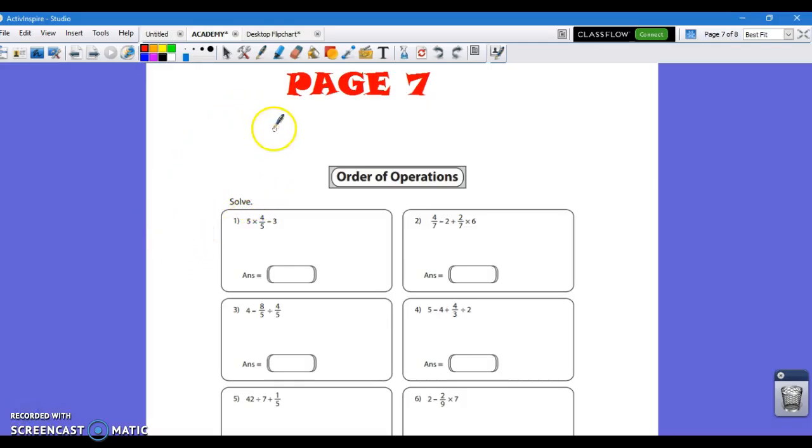All right, so here we go, page 7. After this, only one more page left. So your page 7 looks like this, exactly like this. As a matter of fact, I'm going to just do some from page 7 for you.